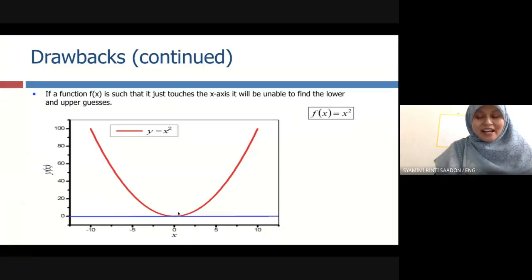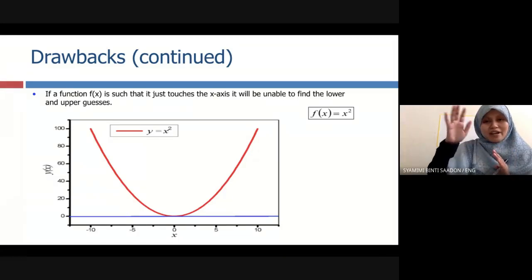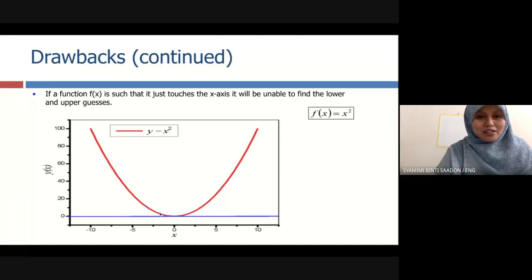So it doesn't have two opposite values like f(xl) and f(xu) just now, so that we can find the root in the middle. You only touch once. So this function we cannot use the bisection method on. It only touches the x-axis at one point. We need at least two different signs.